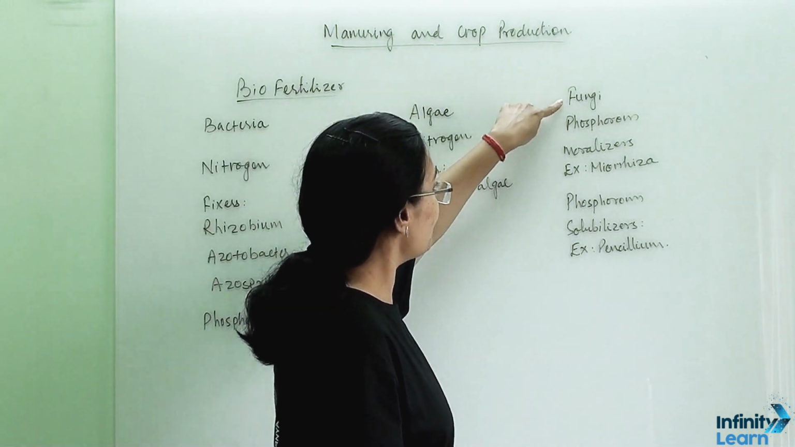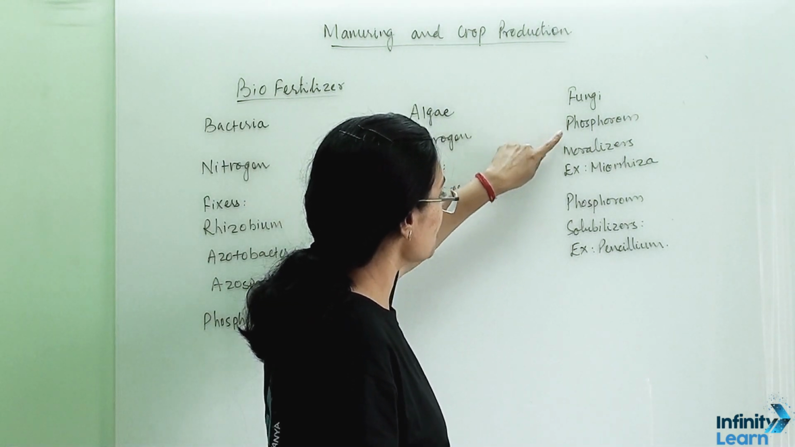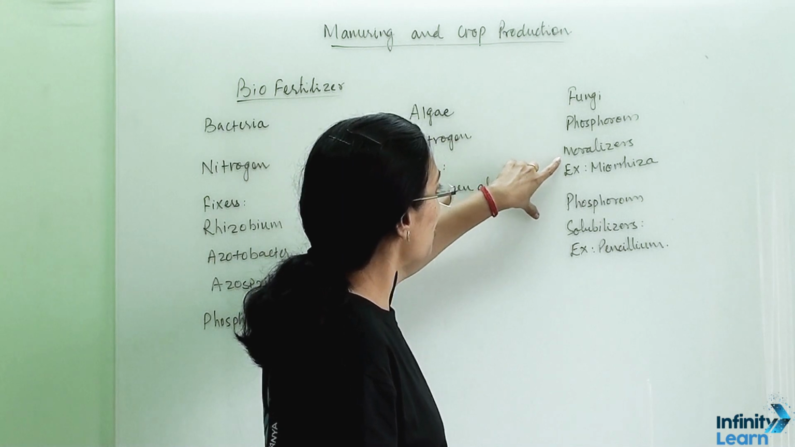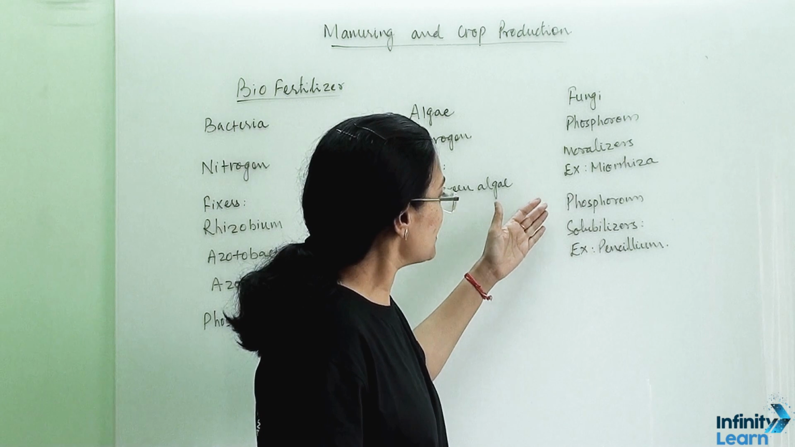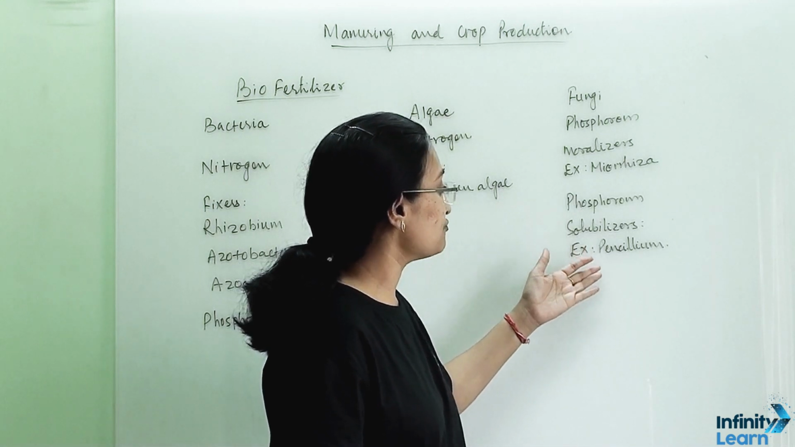Fungi as a biofertilizer, in that we will get phosphorus. So phosphorus mobilizer will be deposited by mycorrhiza. Phosphorus solubilizer, and we will get it from Penicillium.